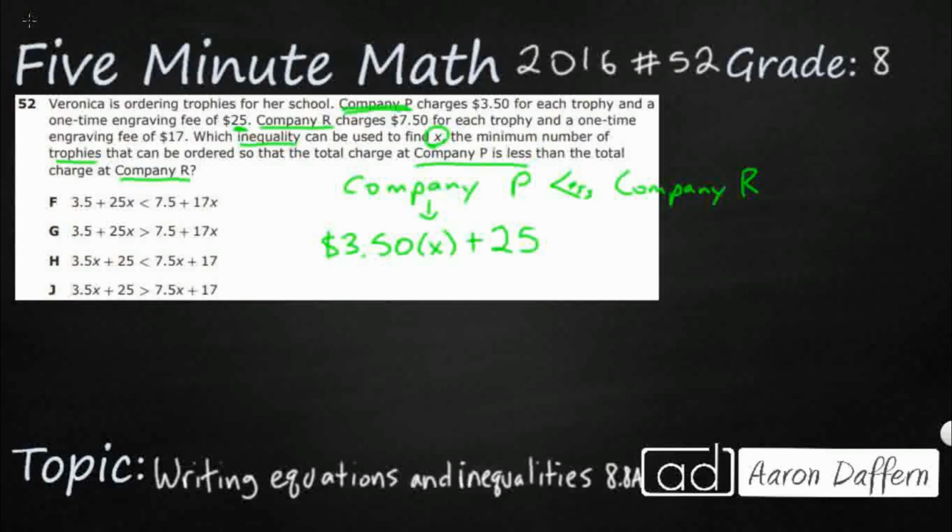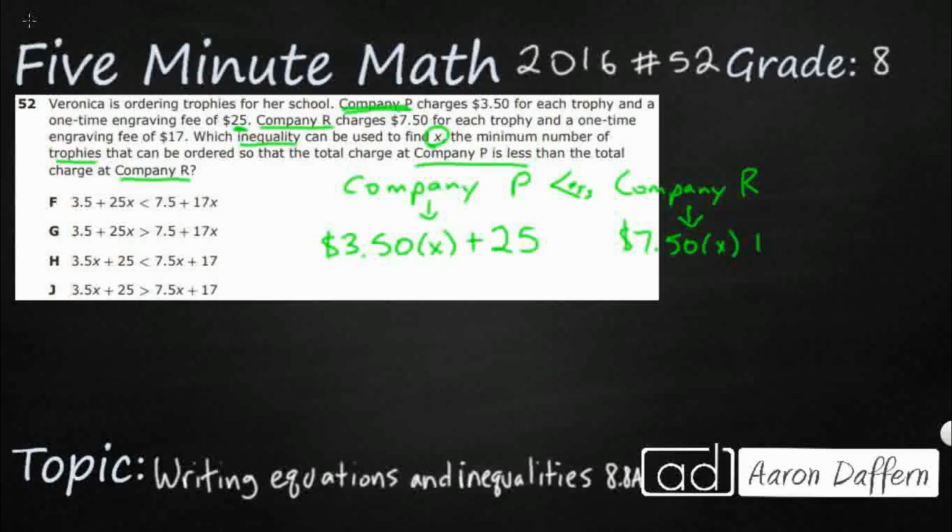So now let's see what happens if I do my Company R. Wow, $7.50 for each trophy. That's a lot more. So I'm going to do that same thing, $7.50. And then times each trophy, that's going to be X. And then we've got 17. Okay, that makes sense, I guess.